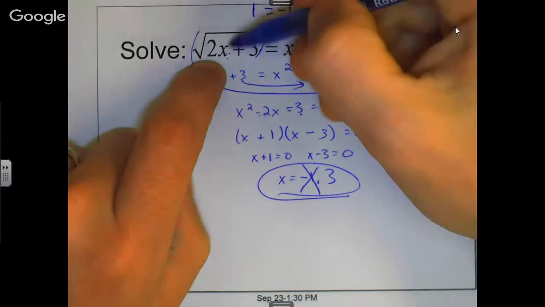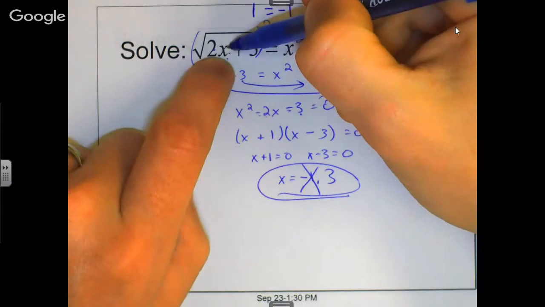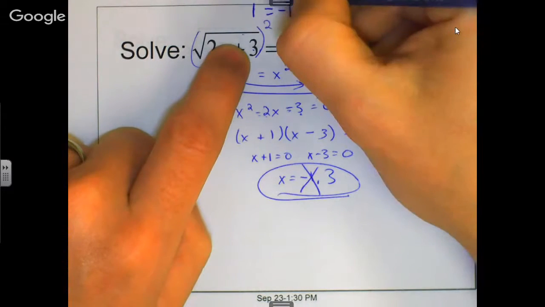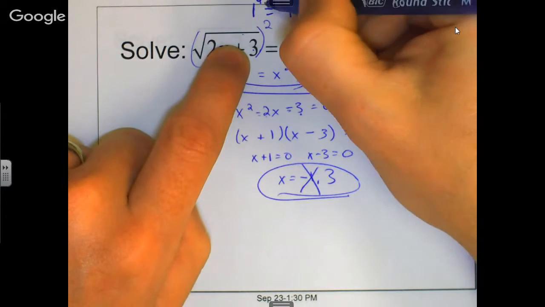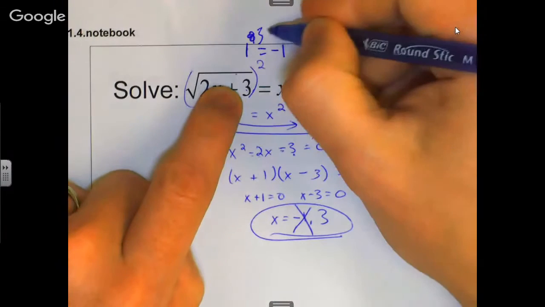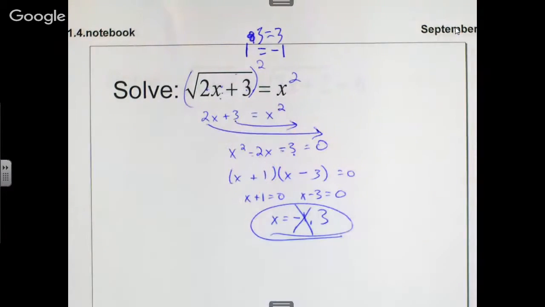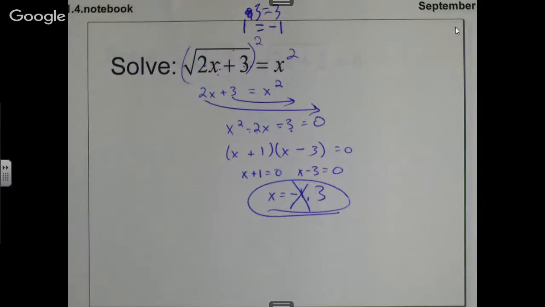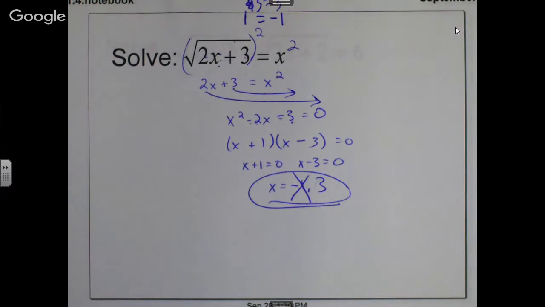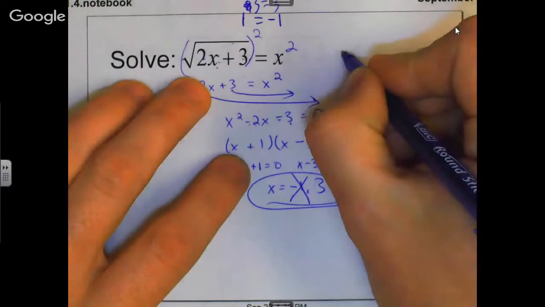Plug in 3. 2 times 3 is 6, plus 3 is 9. Square root of 9 is 3. Does that equal x, which is 3? Yes. So 3 works, negative 1 is extraneous. Okay, so that's algebraically how we look at it and solve it, but I can also do it graphically.